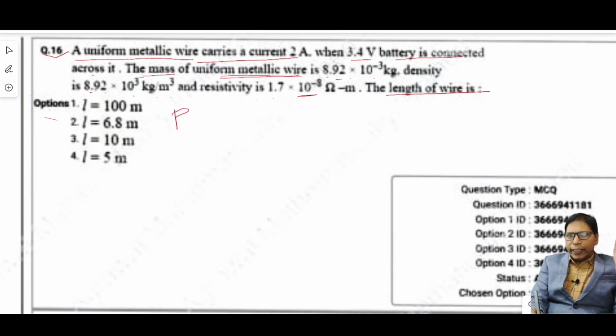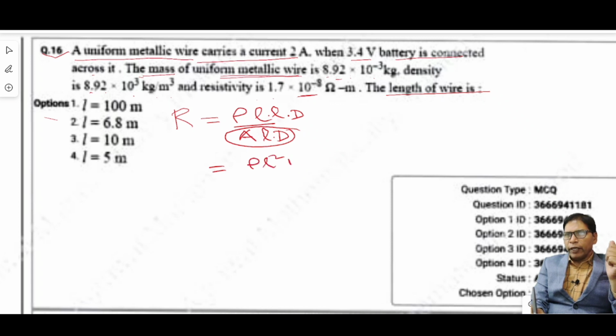Now look at this, R equals rho L by A. We have to calculate the length of the wire. So multiplying L and D in the denominator, we also have to multiply L and D in the numerator. This indicates mass. So R equals rho L square D divided by mass M. Now resistance R equals V by I, V is 3.4 volt, I is 2. So this is 3.4 divided by 2, okay, no problem.